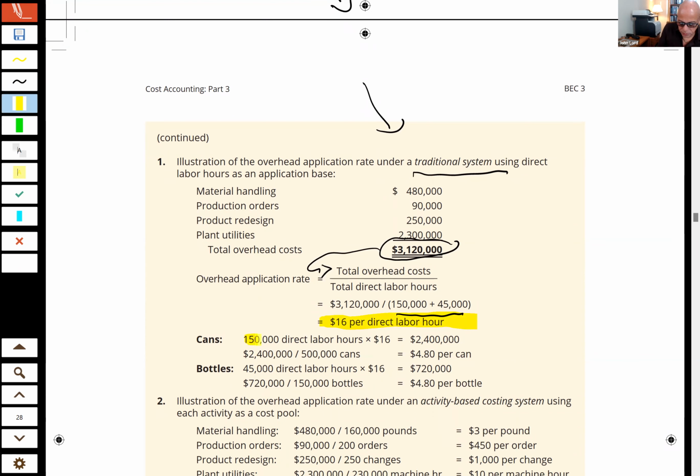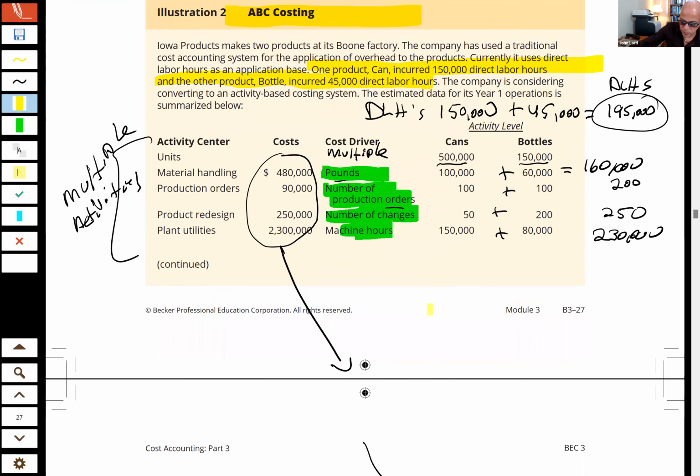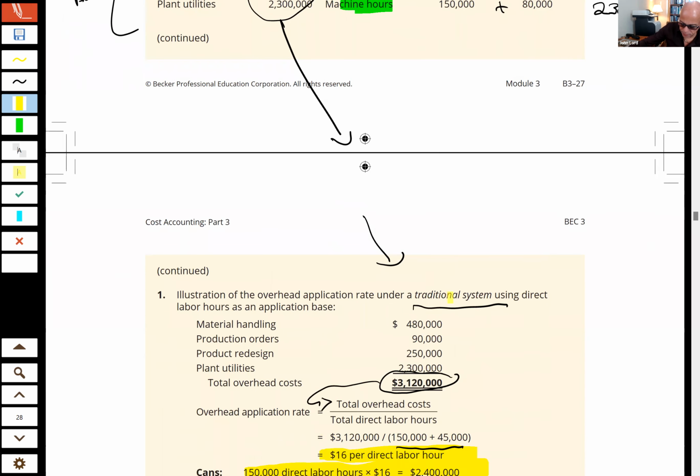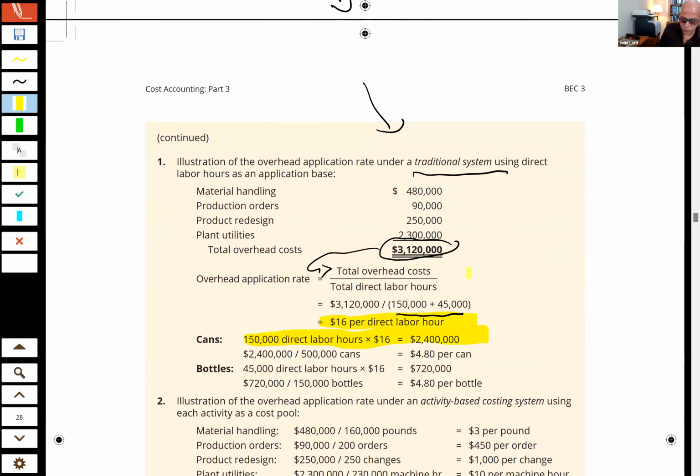And you go ahead and multiply now the hours that were used by the cans, which we got from the previous page right up there. Okay, we've got that multiplied out, and we applied 2,400,000 of our overhead costs based on direct labor hours to the cans. Since we made 500,000 cans, this is telling us it's $480 per can. Now the bottles use 45,000 times the 16, that's 720. And of course, this is a textbook, but the point is that we're basically saying that our cost per can versus our cost per bottle are identical.